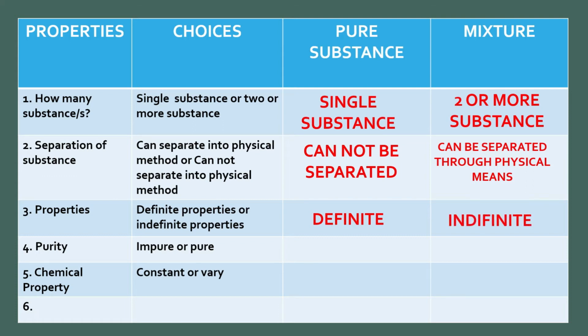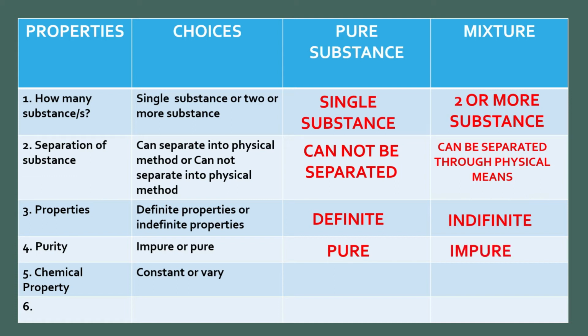Next, we have mixture, indefinite. Why indefinite? For example, in halo-halo, the taste is different, the characteristics are different, the shapes of the fruits are different, the colors of the fruits are different. And they also have different tastes and different textures in your mouth when you are eating that halo-halo. Okay? Next, in terms of purity, it is called pure because a pure substance has no other chemicals mixed in. An example of a pure substance is the elements themselves.